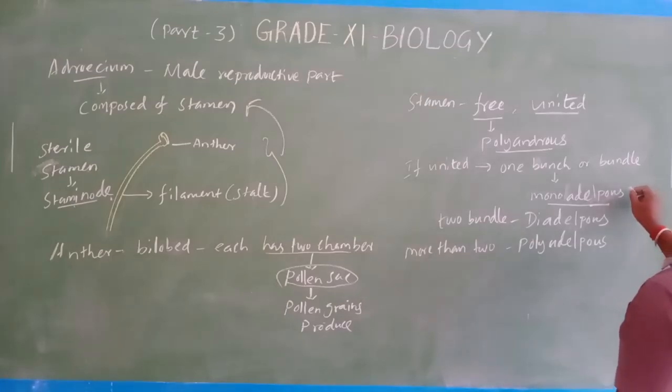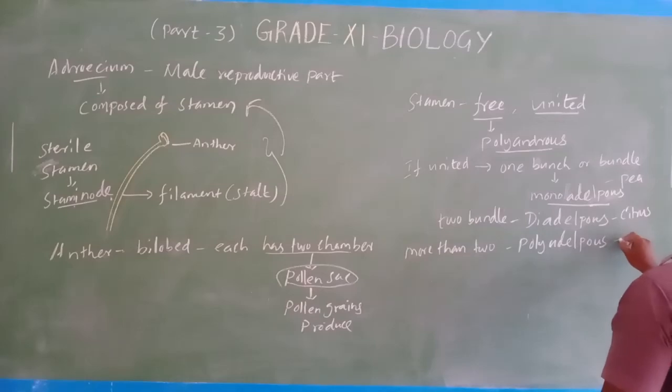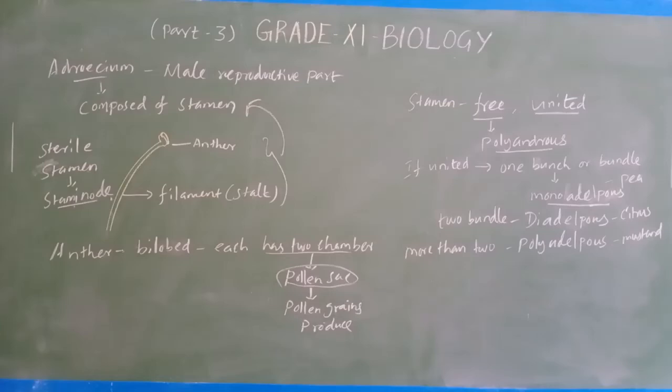Monoadelphous, for example, is citrus, and the next one, mustard, is polyadelphous. So this is about the Androecium.